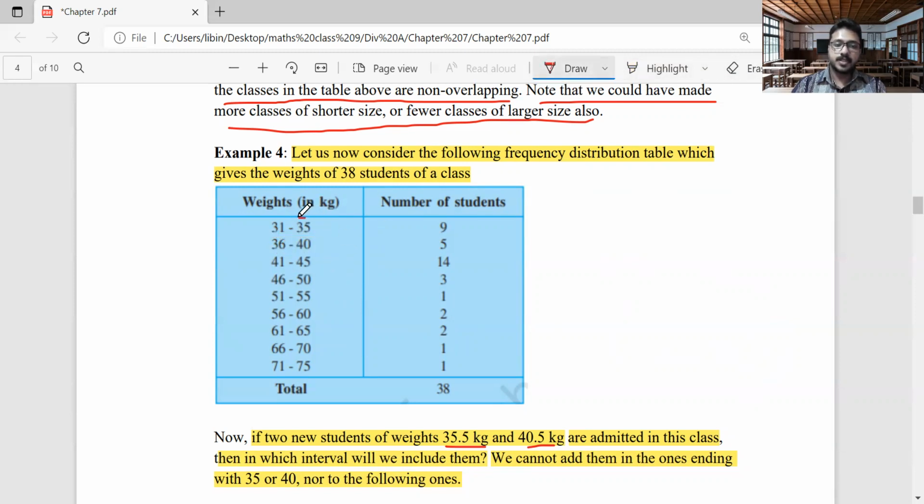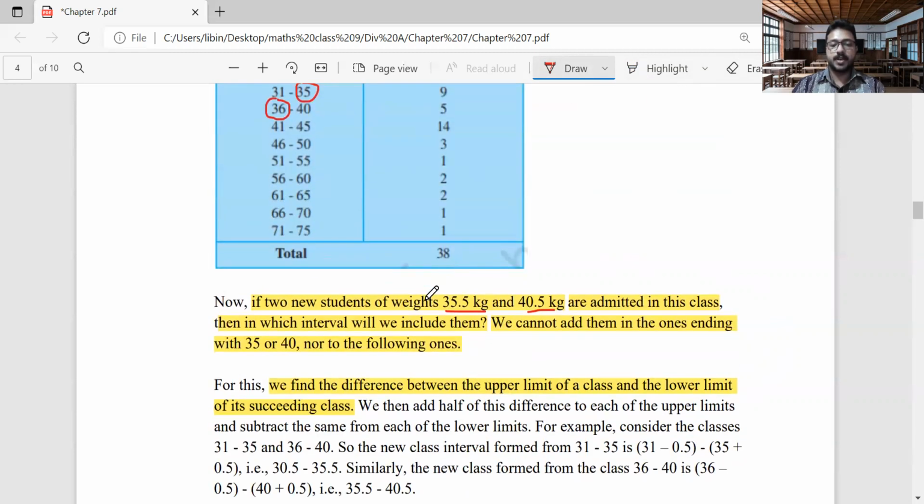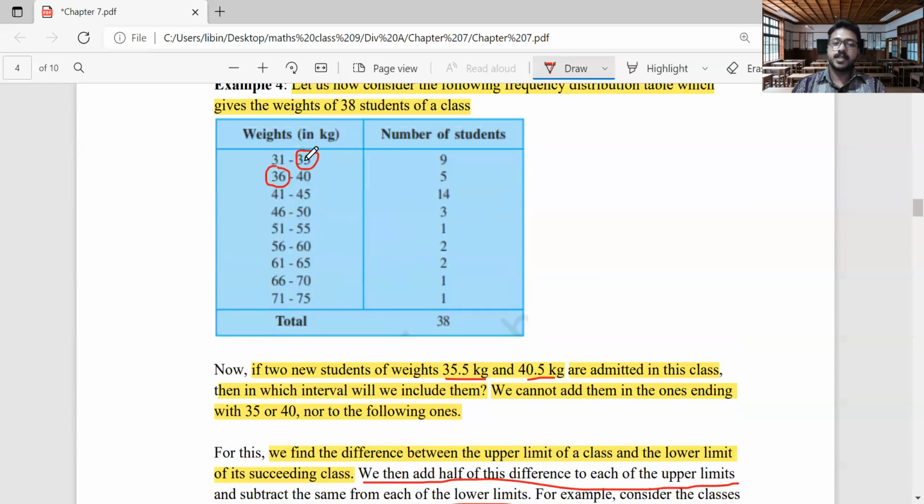See, suppose this is the upper limit of a class. Clear? Now what we have to look at is the lower limit of the following class, that is 36. Then what we have to do? We add half of this difference to each of the upper limits and subtract the same from each of the lower limits. What is the difference between these two numbers? It is 1. And what is half of that 1? It is 1/2 or 0.5.